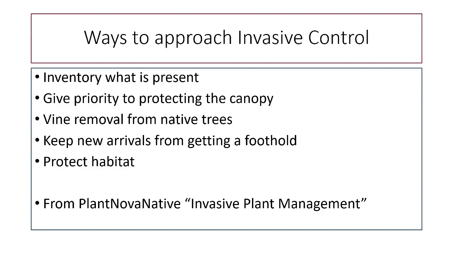That's why there's such a push to eliminate invasive vines. Invasive vines choke out the trees and threaten the canopy in our forests. So that's going to be a priority in any landscaping. You want to keep new arrivals from getting a foothold. If you see garlic mustard sprouting in your yard, pull it before it goes to seed.